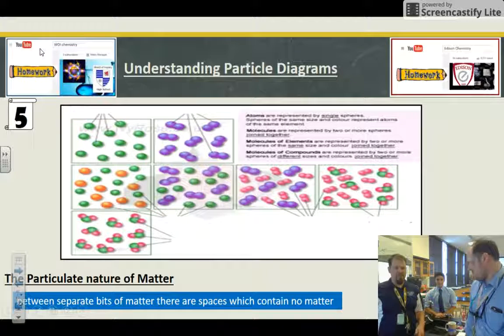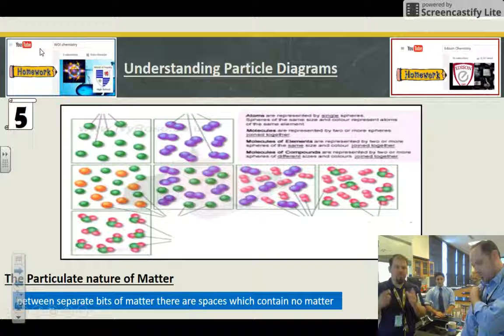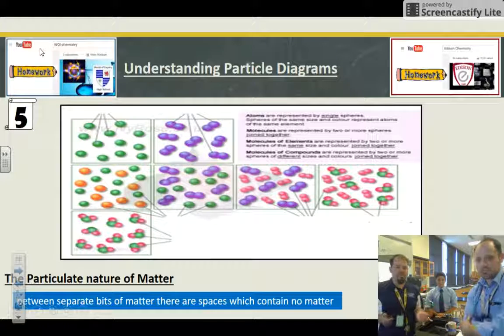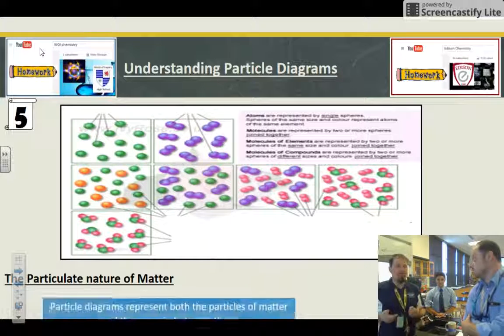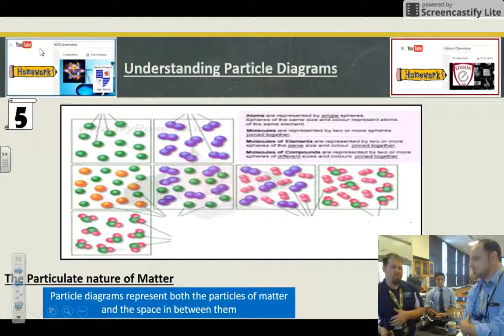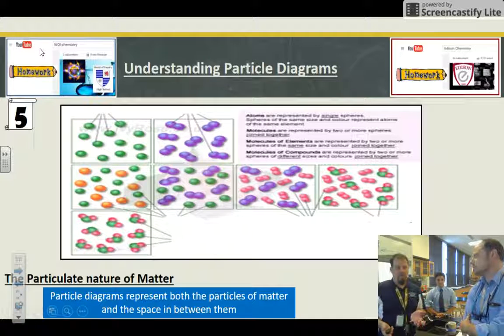When we start drawing these things, notice in the boxes that are here, there's spaces in between. So the spaces have to be represented. And then the actual matter has to be represented because that's the whole kit and caboodle, if you will. So we need both the particles and the space in between them so we can understand.